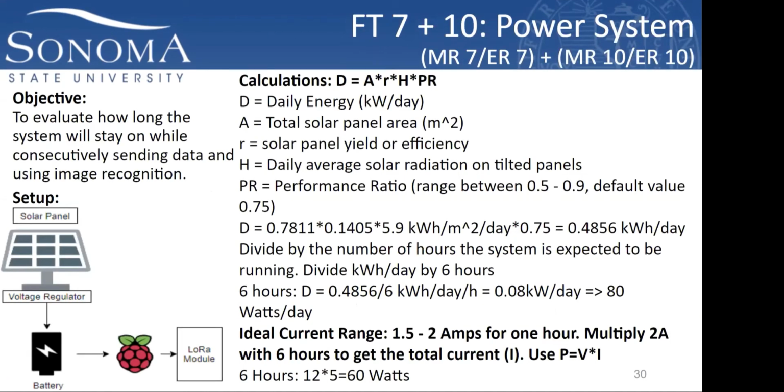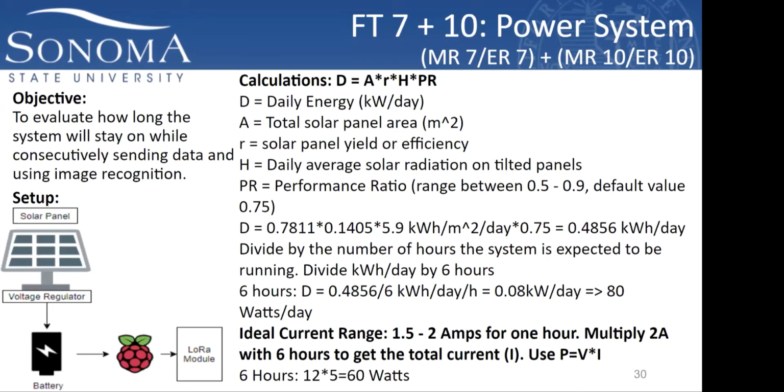So this here is the power system test. We wanted to evaluate how long the system will stay on while using image recognition and sending data consecutively. The setup is the solar panels connected to the voltage regulator, and the voltage regulator connects to the battery, and the battery gets charged by that whole system. The battery keeps the Raspberry Pi on. The LoRa node is attached to the Raspberry Pi.